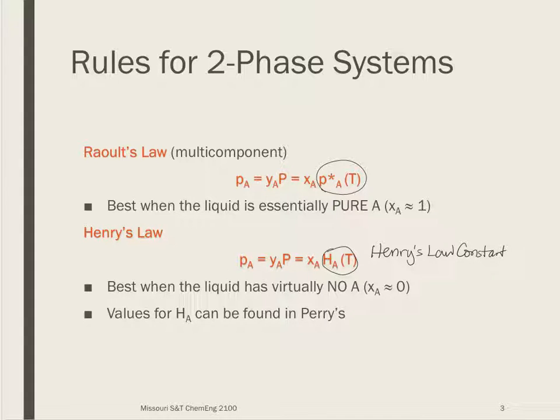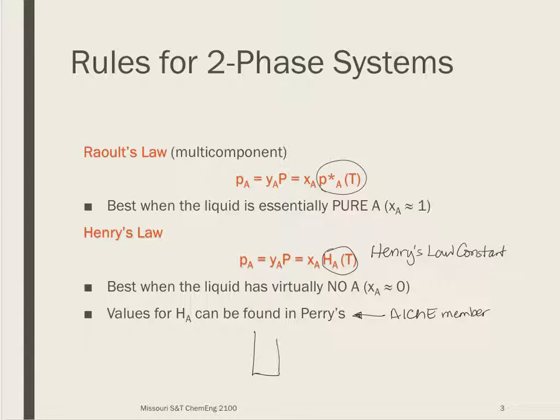Now, these numbers that will go in here are going to vary with temperature, and for many systems, we can find that data in Perry's handbook. If you have not yet located Perry's handbook, if you are an AIChE member, this is one of those things that is available through the library of AIChE. Otherwise, you'll need to find it in a reference library somewhere. Now, this is going to be best for the case when you have virtually no A present.